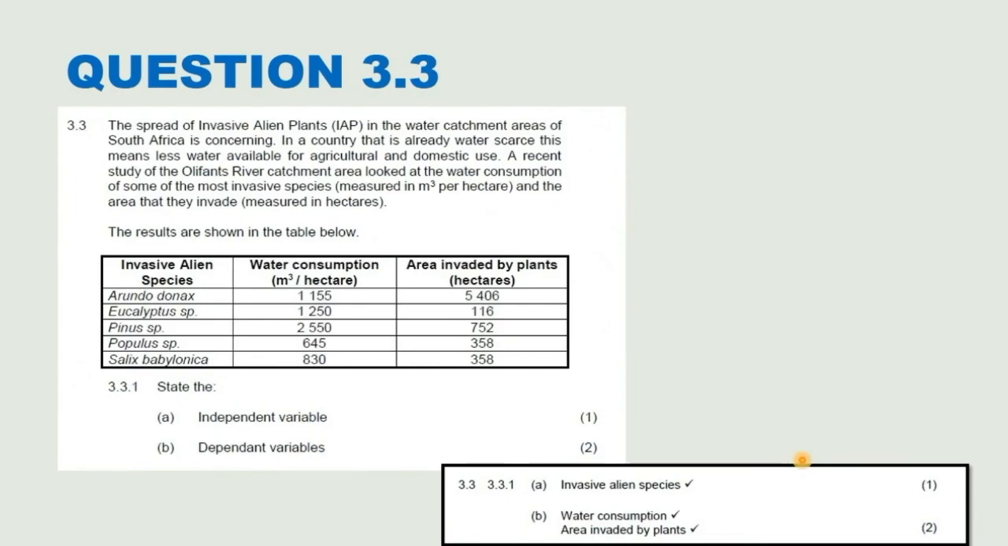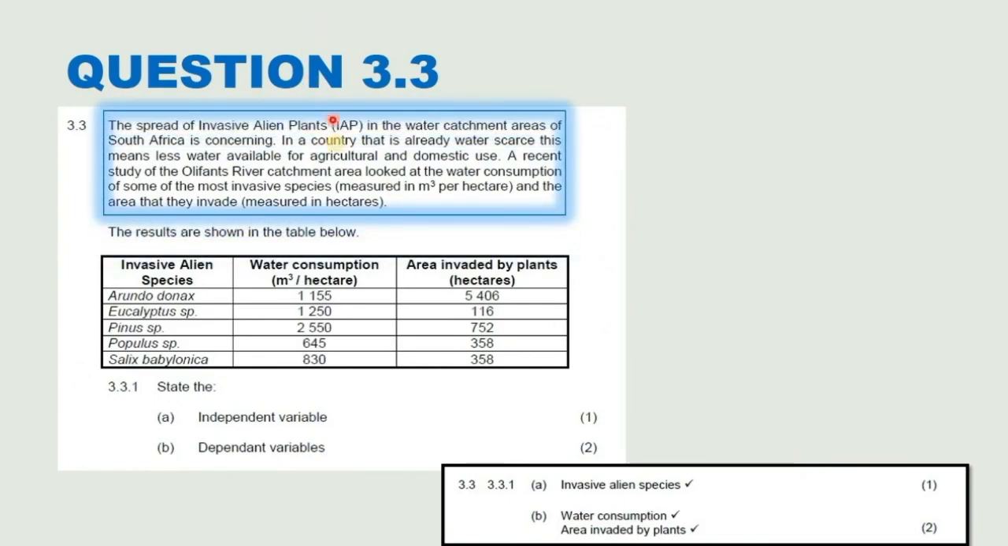Question 3.3, they want us to go through this section. It says the spread of invasive alien plants in the water catchment areas of South Africa is concerning. In a country that is already water scarce, this means that less water is available for agricultural and domestic use. A recent study of the Oliphant River catchment area looked at the water consumption of some of the most invasive species and the area that they invaded.